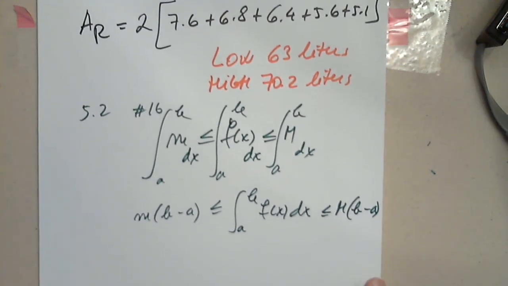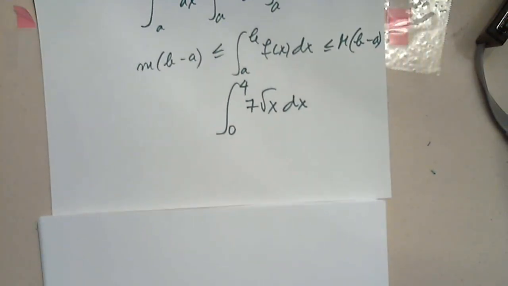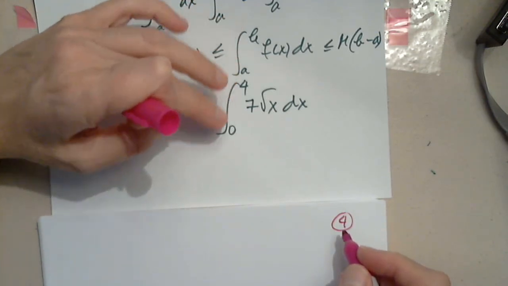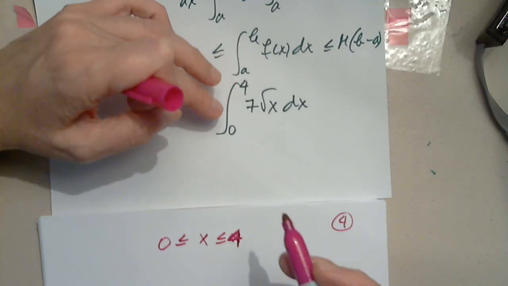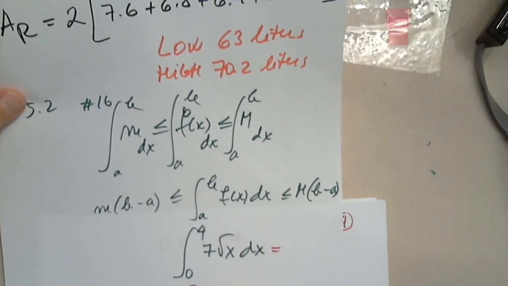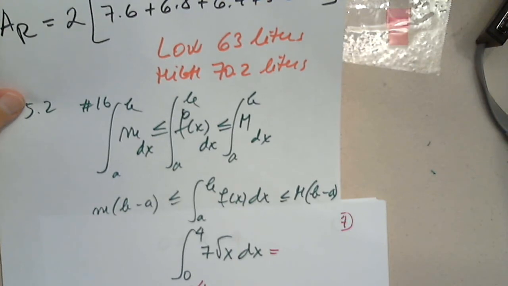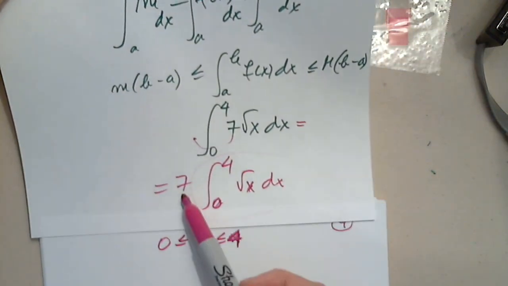So they are asking us to estimate the integral from 0 to 4 of 7 times the square root of x dx. Use this property to estimate the value of the integral. Perfect. Remember, in all these situations, I have to start with x. So x is between 0 and 4. I don't care for that 7. It's a constant, it can wait outside. So I'm really interested in the square root of x, and then I'll multiply by 7.